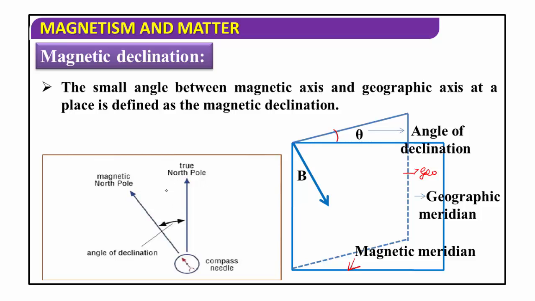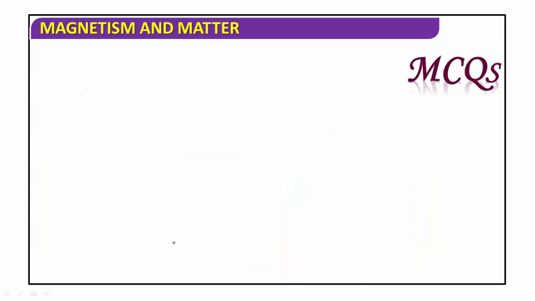The true north pole and magnetic north pole are apart from each other due to the property of the magnetic field. Like poles repel each other, and unlike poles attract each other. That's why the magnetic north pole and the true north pole are separated. This is the angle of declination.